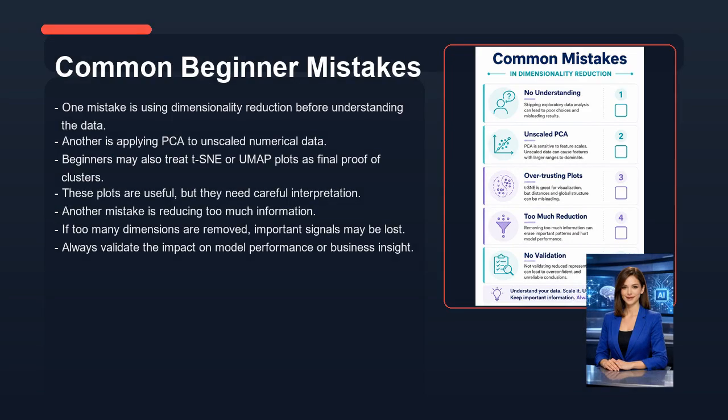Now let's look at common beginner mistakes. One mistake is using dimensionality reduction before understanding the data. Another is applying PCA to unscaled numerical data. Beginners may also treat t-SNE or UMAP plots as final proof of clusters. These plots are useful, but they need careful interpretation. Another mistake is reducing too much information. If too many dimensions are removed, important signals may be lost. Always validate the impact on model performance or business insight.